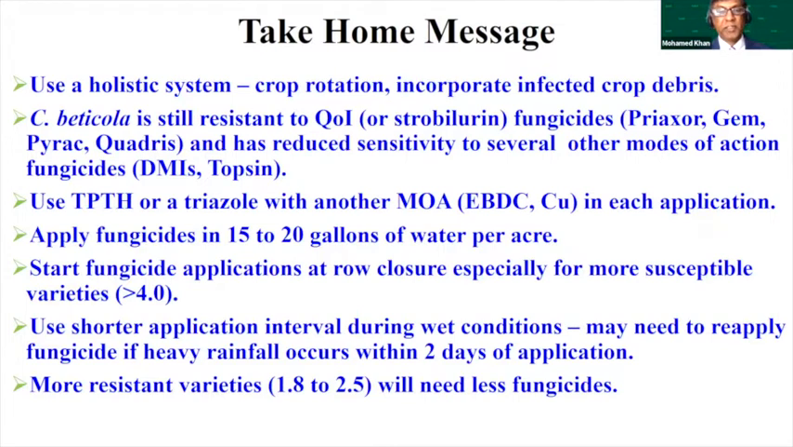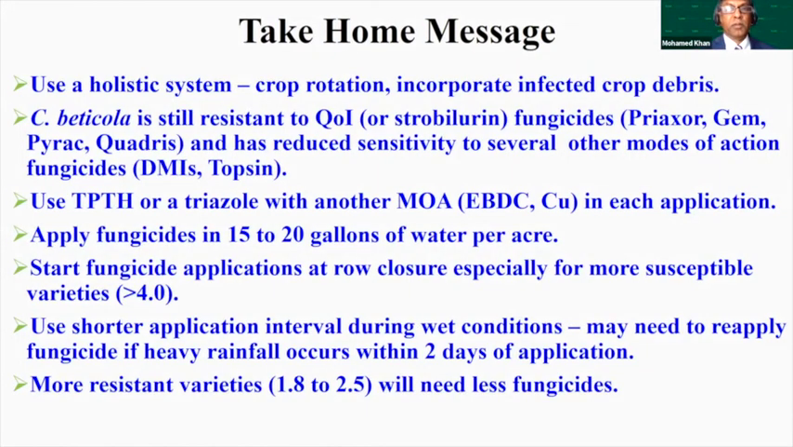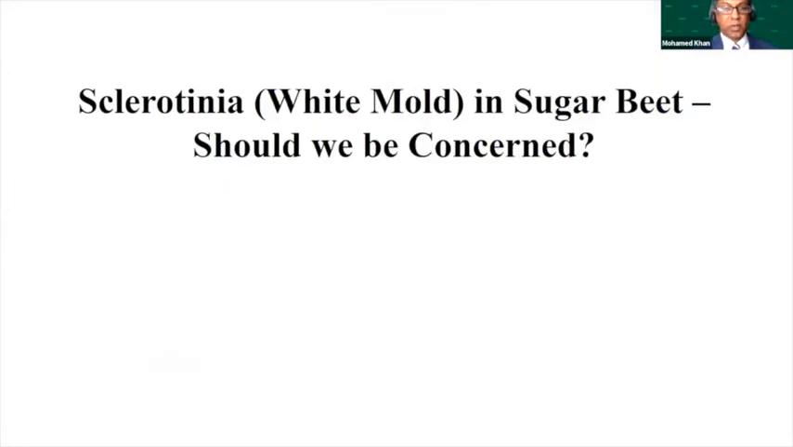More resistant varieties are coming. Some of them have a 1.8, some of them a 2.5 CLS rating. These will probably need fewer fungicides. For the next growing season, I hope to get improved varieties from the different seed companies and work out the best time to apply fungicides so that we can still get high yields and not spend too much money on fungicides, but not end up with issues of resistance. Now, that's my take on Cercospora.